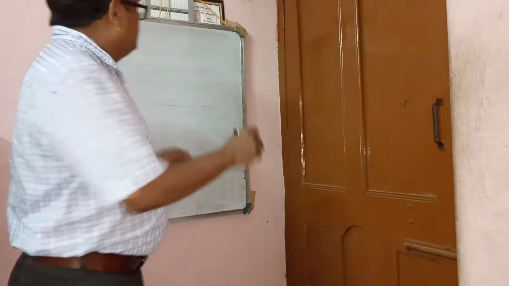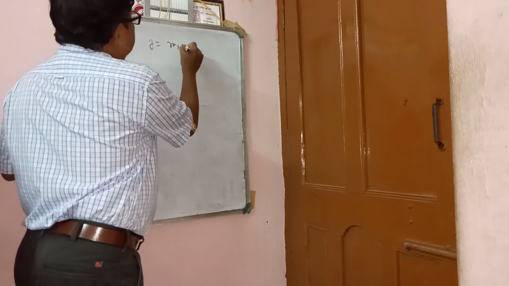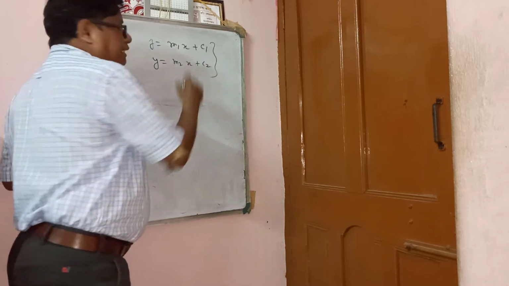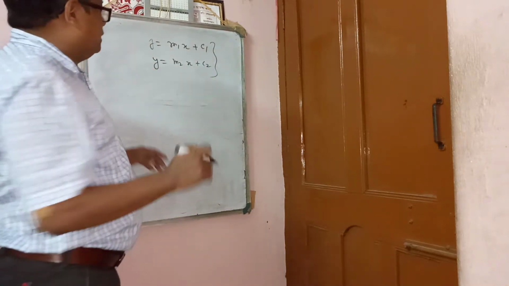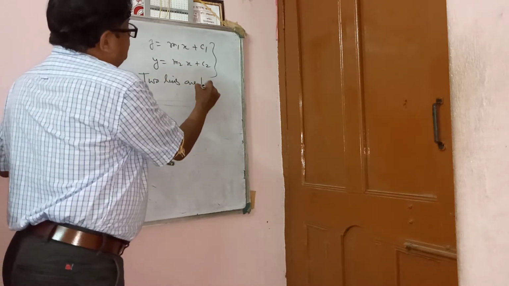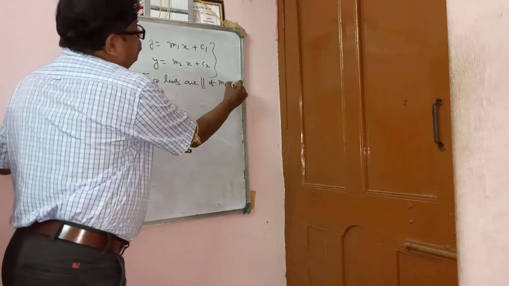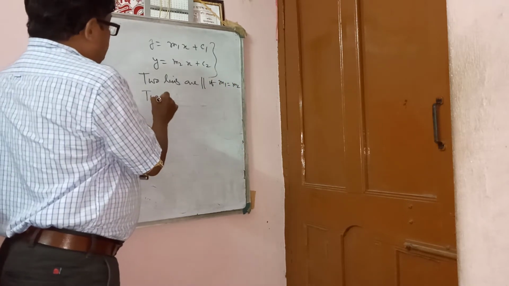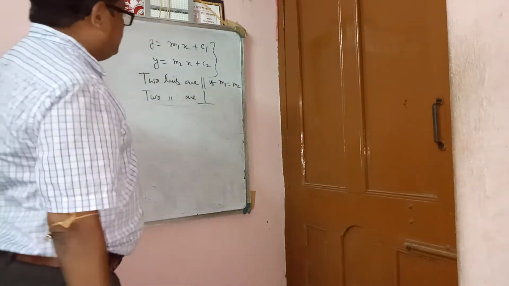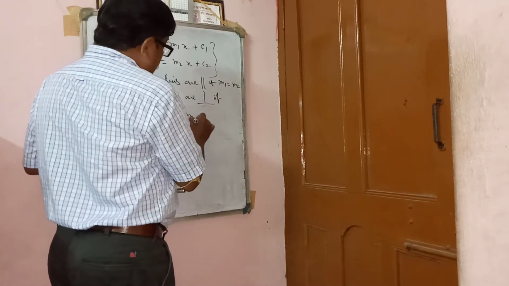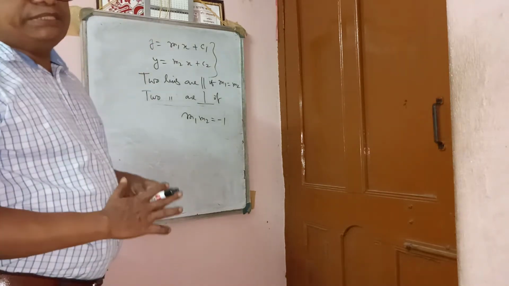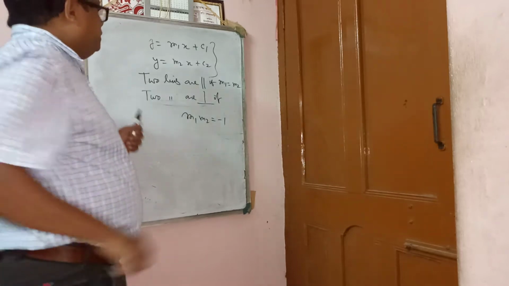Suppose y equal to m1x plus c1 and y equal to m2x plus c2. Write down: two lines are parallel if m1 equal to m2, and two lines are perpendicular if m1 m2 equal to minus 1. This part I have already discussed. Now today I will discuss a few sums.